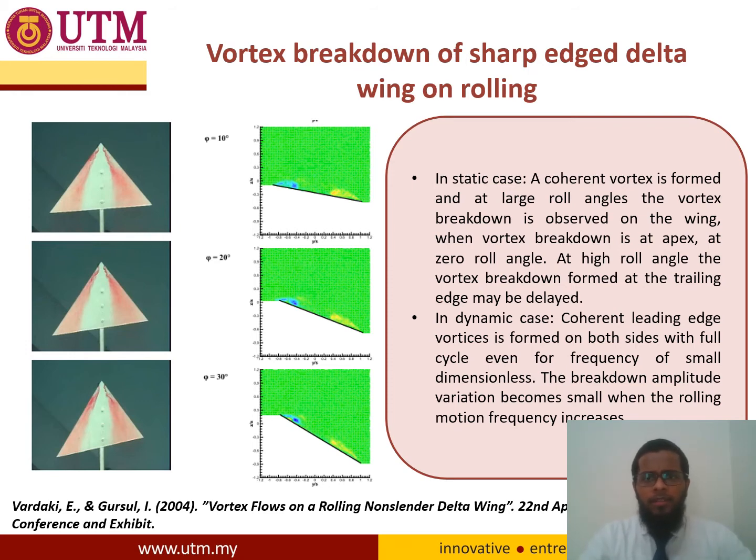A coherent vortex is formed at the large roll angles and is observed throughout the whole roll angle, and at high roll angle of attack, vortex breakdown formed at the trailing edge may be delayed. As far as the dynamic case is concerned, the coherent vortices are formed on both sides with full cycle frequency of small dimensionless value, and the amplitude variation becomes small when the rolling motion frequency increases.